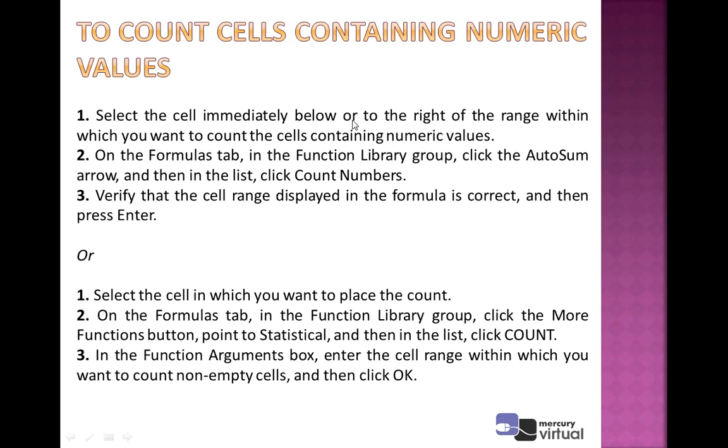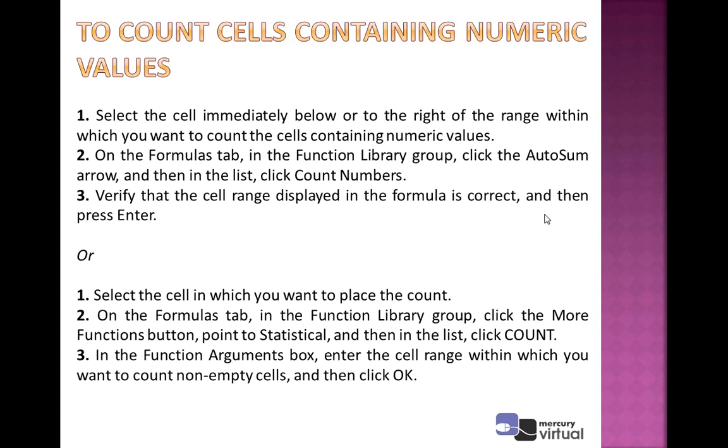This says select the cell immediately below or to the right of the range within which you want to count the cells containing numeric values. Then go to the Formula tab. In the Function Library group, click the AutoSum arrow and then in the list click Count Numbers. Then the third point is to verify that the cell range displayed in the formula is correct. If you are satisfied that the formula entered is correct, then simply press the Enter key.